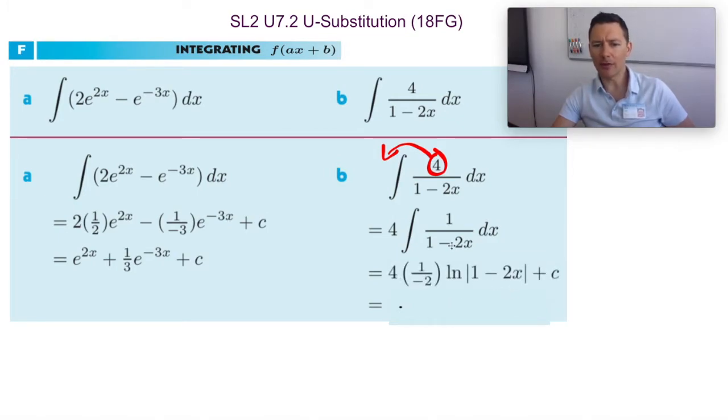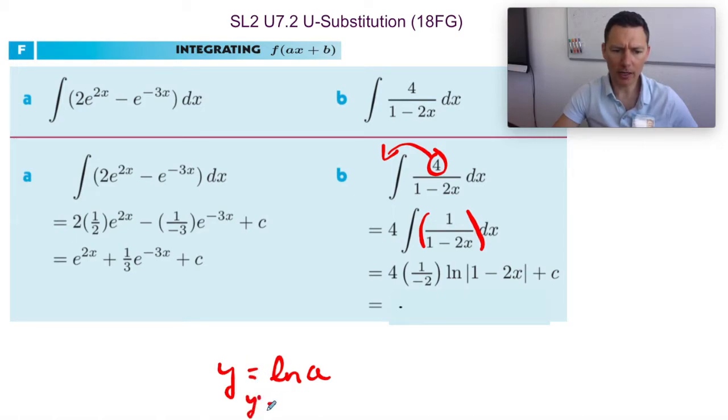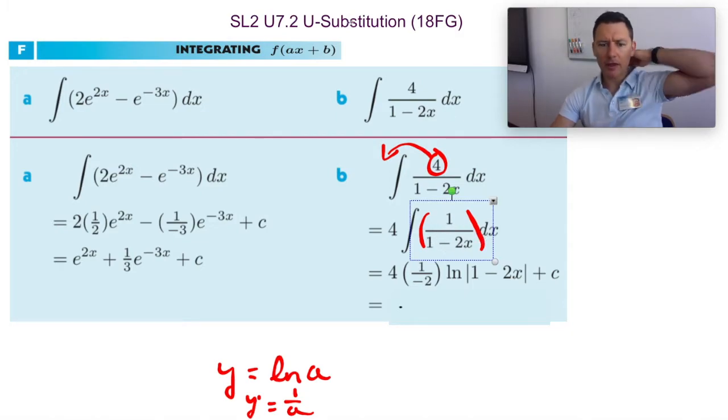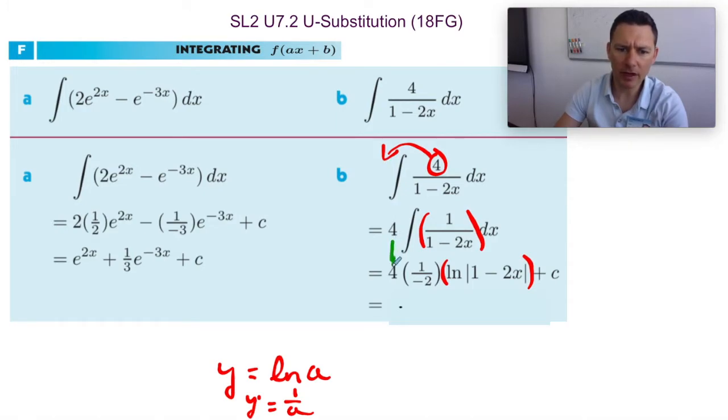You could say, well, I know that this piece comes from a natural log, right? If you differentiate natural log of a, if you find that was y and you're finding y prime, you'd call this 1 over a. So you can go from there and say, well, this whole thing, if you integrate it, should be this whole thing, right? This 4 is still minding its own business outside.